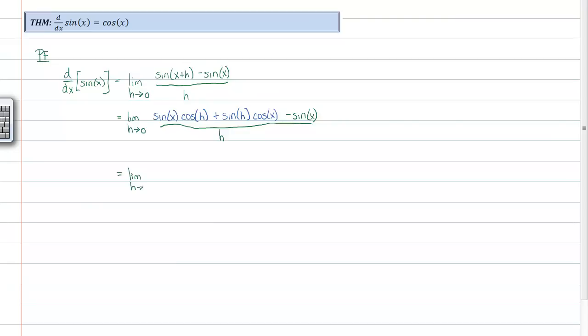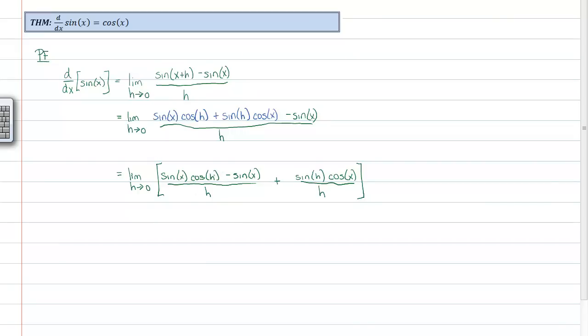This is kind of, through trial and error, that you find that this is the way the proof should be done. So I'm just rewriting the sine of x times the cosine of h here minus the sine of x, so I get them next to each other. And actually, not only that, I'm going to break this, not the limit, but break the fraction. So I will also have plus another fraction, sine of h cosine of x all over h. Now remember, this is all inside this limit.